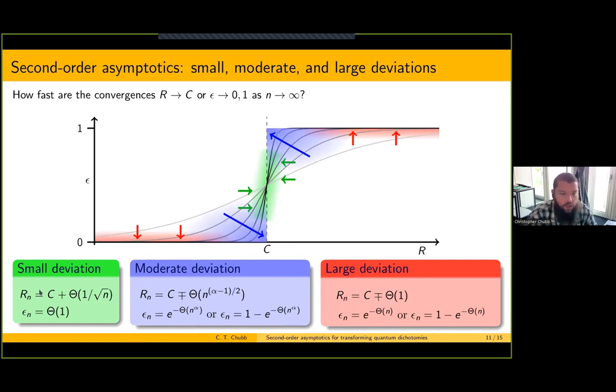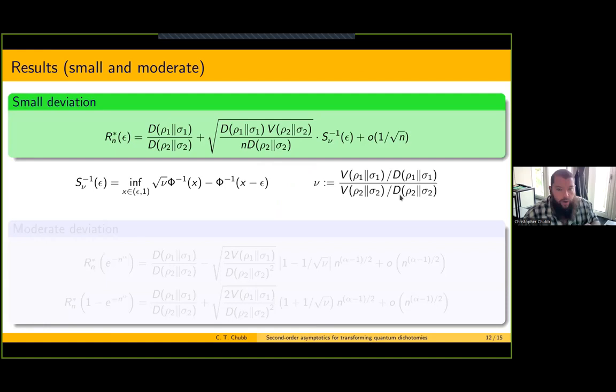I think the large and small are the easier to motivate, more natural regimes, but we can actually do all three of these, which is quite nice. And as I said, for infidelity, only these two regimes on the left have been looked at. Large has not been looked at. Okay, so now I'll get into the results.